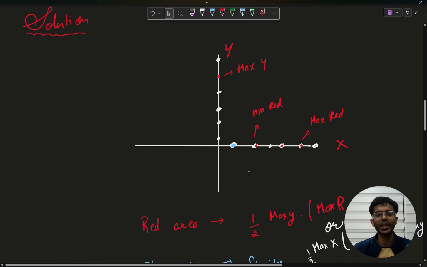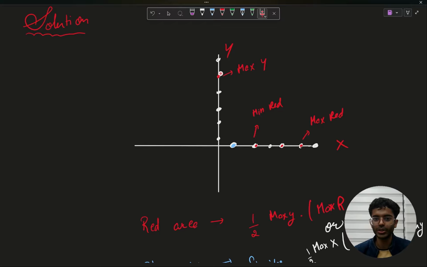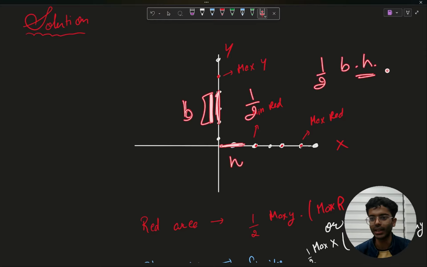So in general, if you're choosing any 3 points, what is going to be the area, right? If we choose, let's say, these 3 points, what would be the area? It would be the difference of these 2 points times the height of this, right? This height into this base into 1 by 2. So in general, the area is half into base into height, right?